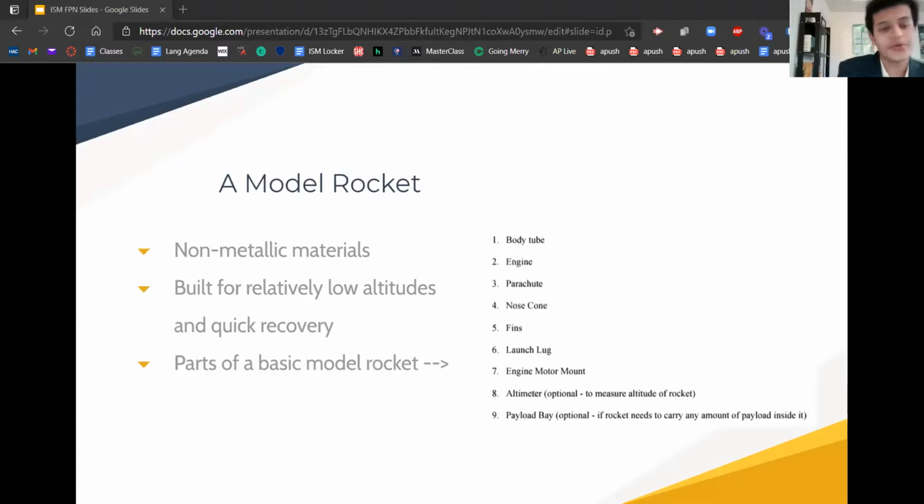So coming to my actual original work, it was a model rocket. A model rocket is created using non-metallic materials, and it's built for relatively low altitudes and quick recovery. To the right, we can see the parts of a basic model rocket. A rocket cannot have all of these. Mine did not have number 8, an altimeter, and number 9, payload bay. But in general, most of these parts will be present in a model rocket.